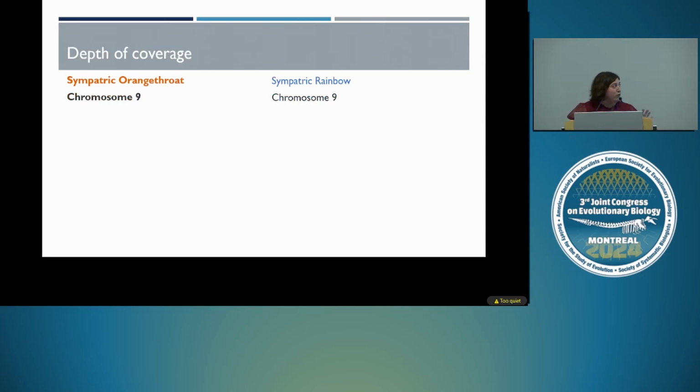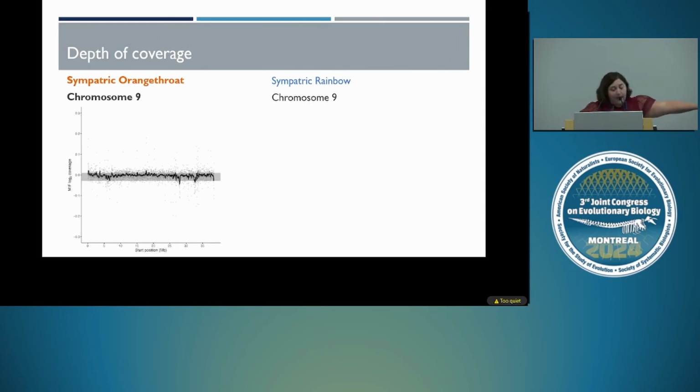And spoiler alert, we haven't found any clear patterns. So I'll show you some results from these chromosomes that were implicated by our other analyses. So these plots will show you the differences between male and female coverage. This gray area here is showing kind of the genome average. And so if there were differences in coverage, we'd see high levels of variation.